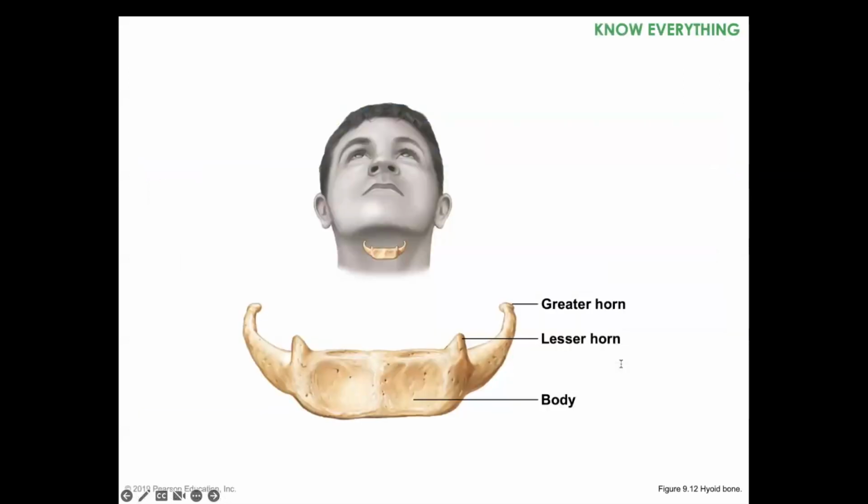All right, so this is the hyoid bone. Again, it does not articulate with any other bone in the body. It's in the front of our neck and it has a greater and lesser horn and the main body located in the middle. I'm not really sure why we have this. I think it's because if you get hit in the throat, it kind of protects us. But I'm not really sure.